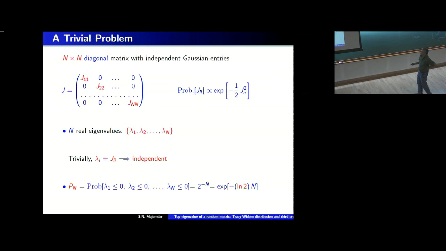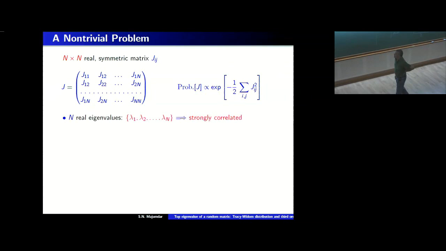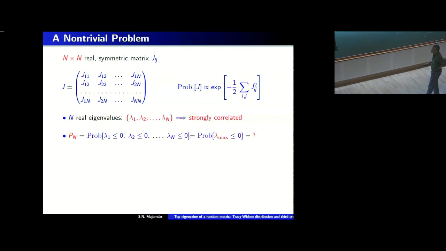Now, of course, the problem becomes much more complicated if, instead of a diagonal matrix, you take an n by n real symmetric matrix, where the independent entries are again drawn independently from a Gaussian distribution. This is the Gaussian orthogonal matrix, if you like. If I diagonalize, I'll get n real eigenvalues again, but now the eigenvalues are strongly correlated. If I ask the same question, what is the probability that all the eigenvalues are negative, that the matrix is negative, it is the same as asking for the probability that the largest eigenvalue is negative, because if all the eigenvalues are negative, necessarily the largest eigenvalue is negative. So what's the probability for that? How does it depend on n for large n?